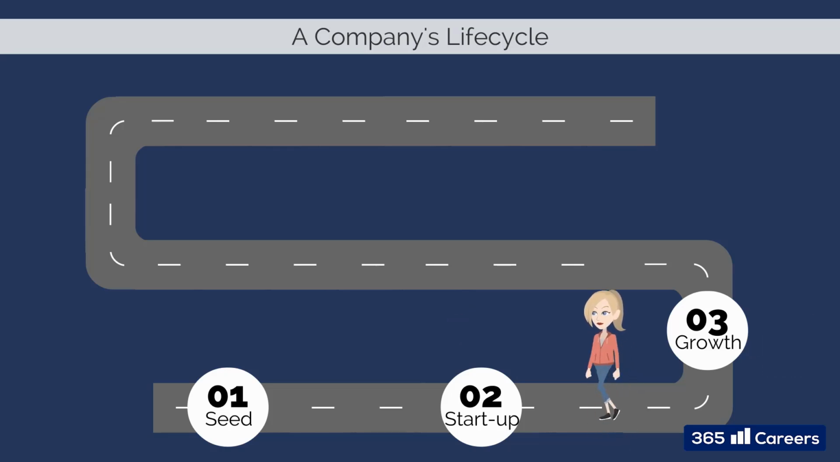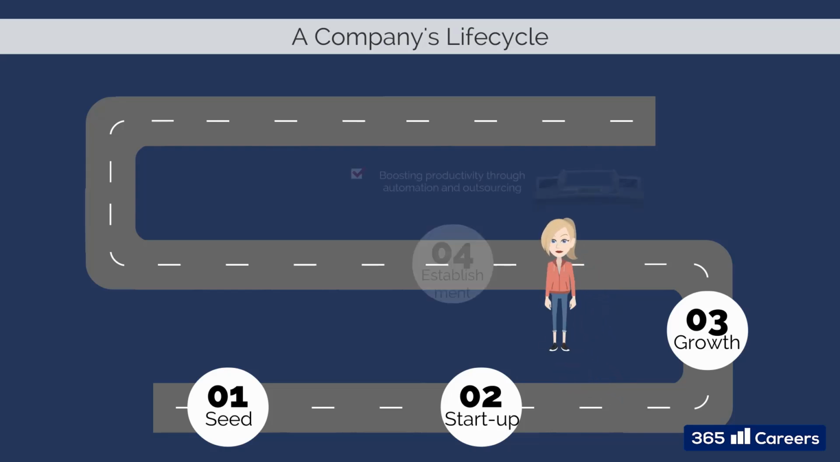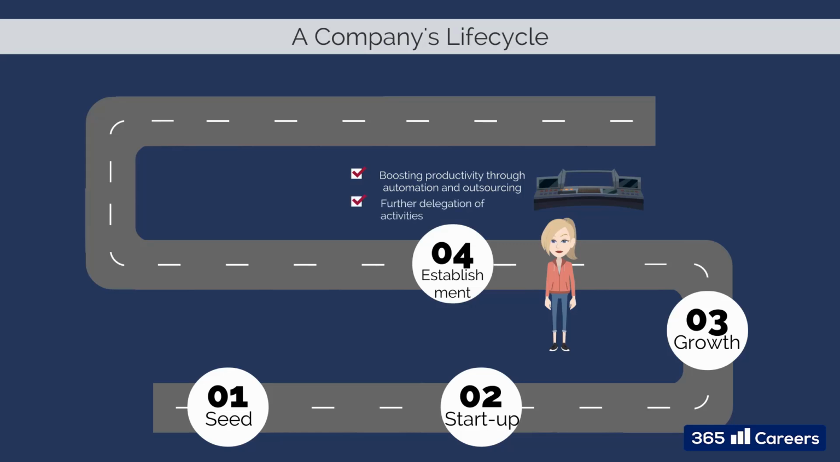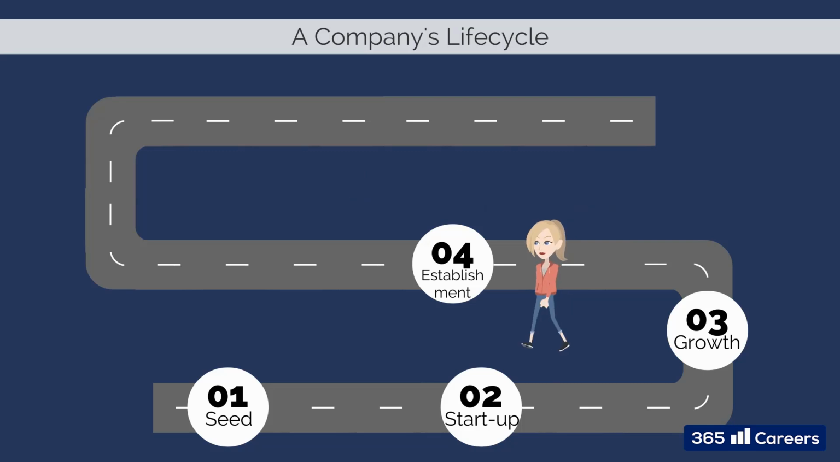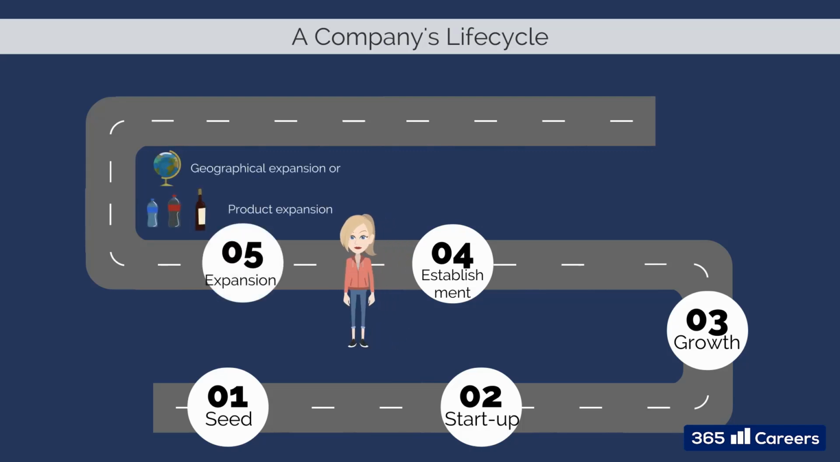By the onset of the establishment phase, the company's operations are standardized, and it has a stable stream of revenues. The focus falls on implementing sound business practices and on boosting productivity through automation and outsourcing. It is likely the founder must delegate some further decision-making authority to division heads and consultants. Companies that have done a good job in the growth and establishment phases will probably enter the expansion stage. It consists of geographical expansion or expansion across other products or distribution channels.